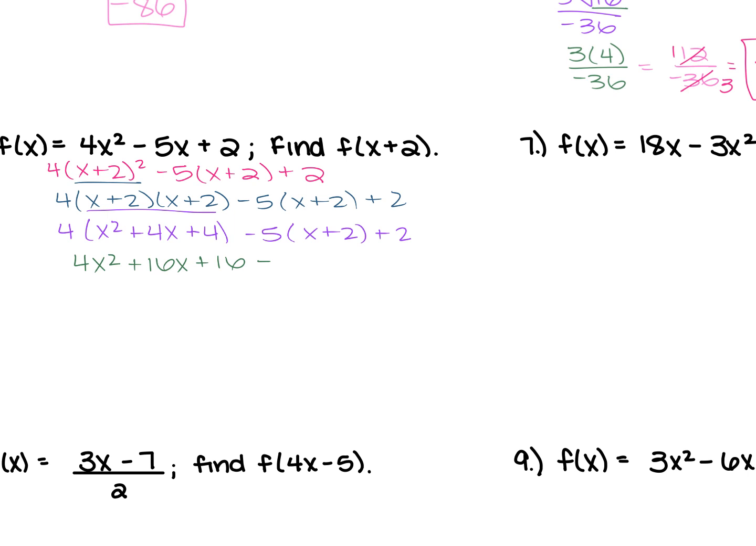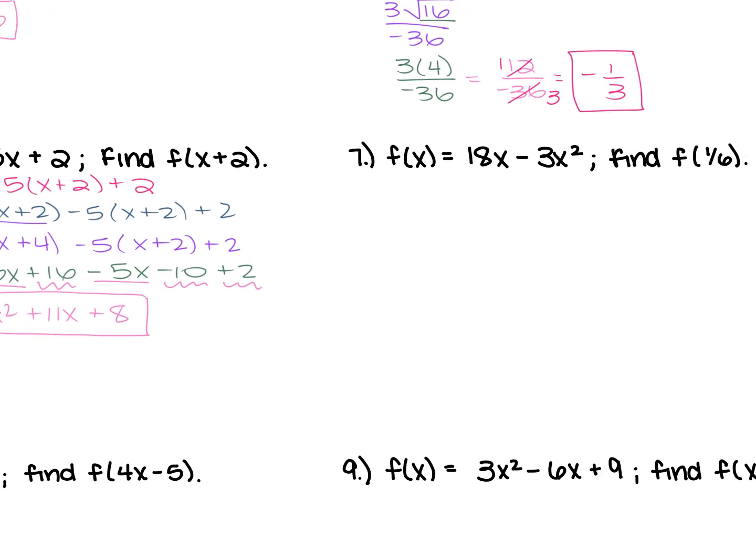You also are distributing the negative 5 in, so that's going to give you negative 5 times x, which is negative 5x, and negative 5 times 2, which is negative 10. And then we drop down that plus 2 after that. From here, we're just going to combine like terms. So that 4x squared is going to drop down. You have 16x minus 5x, which is 11x. And then 16 minus 10 is 6, plus 2 is 8. So that's just 4x squared plus 11x plus 8.